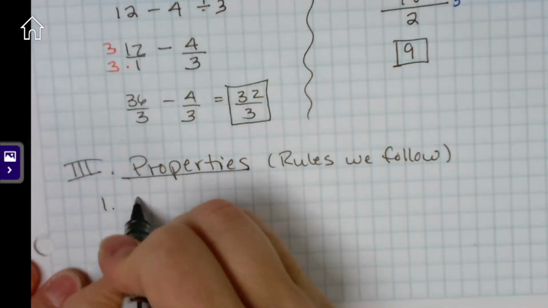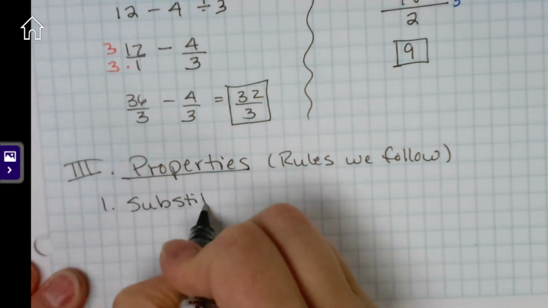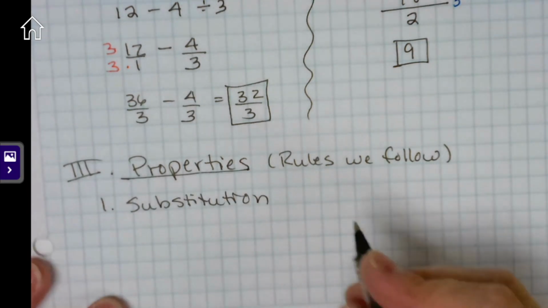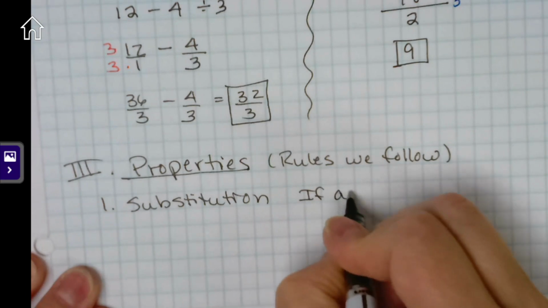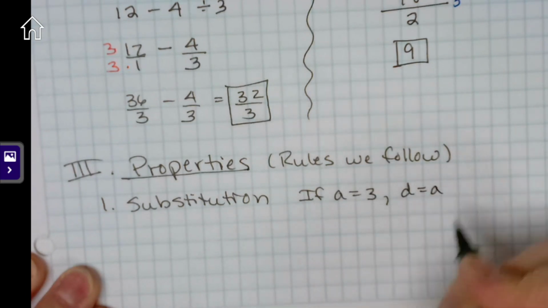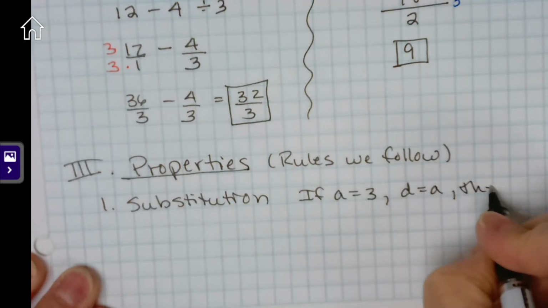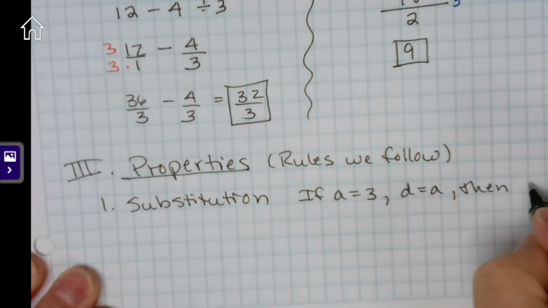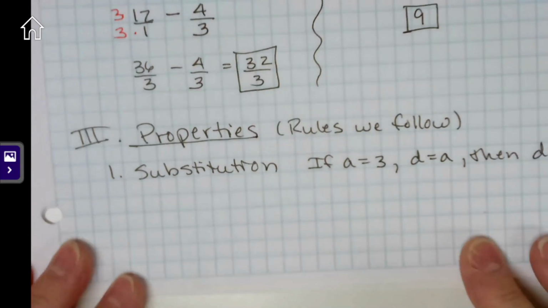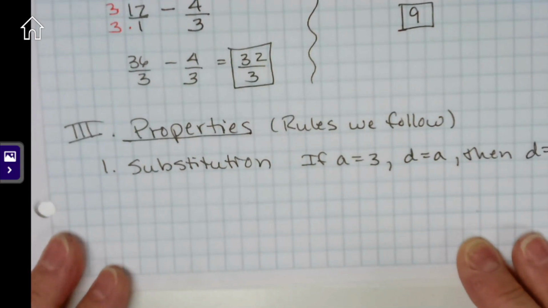Here's the first one. Substitution property. Substitution property says if A equals 3 and D is equal to A, then we can replace A with 3. We get D equals 3. So it says if something is equal to a number, then you can replace it with that number. That's substitution property.